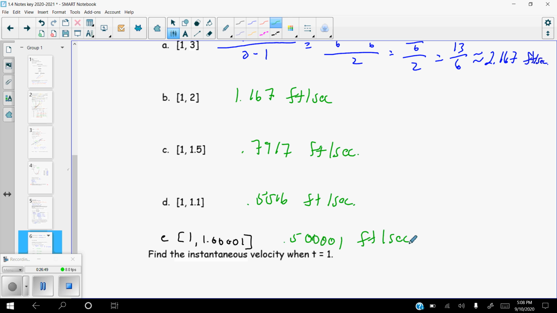It looks like the instantaneous velocity when t is going to 1 is going to be about 0.5 feet per second. Sorry, I keep saying 5. 0.5 feet per second. All right, that is plenty long enough. I apologize for the length of the video, but that should be plenty enough for you guys to do what you need to do.